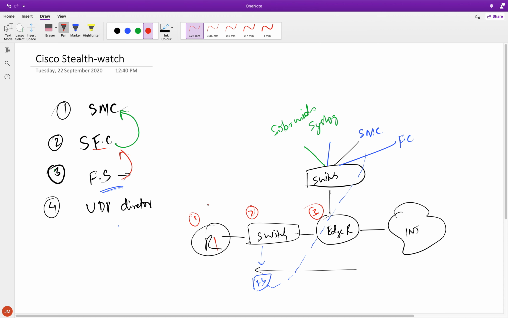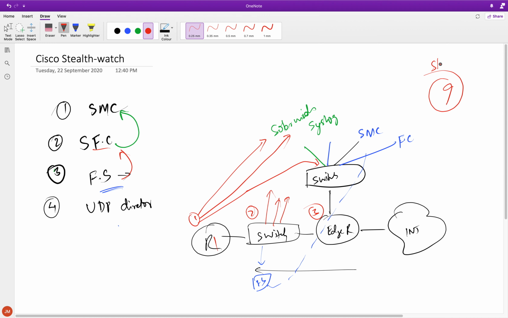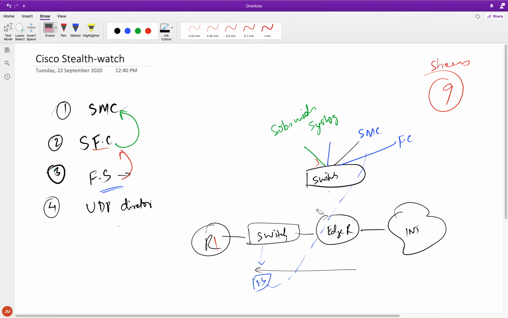So in such a scenario, from this router I would send one copy here, one copy here, and one copy to the flow collector. So three copies. Similarly from here, 1, 2, 3, and 3 from here. So you'd have 9 streams. Now this is really not good, because you would end up choking your network if you're sending so much management traffic on your network, and there won't be enough space for your actual data traffic.